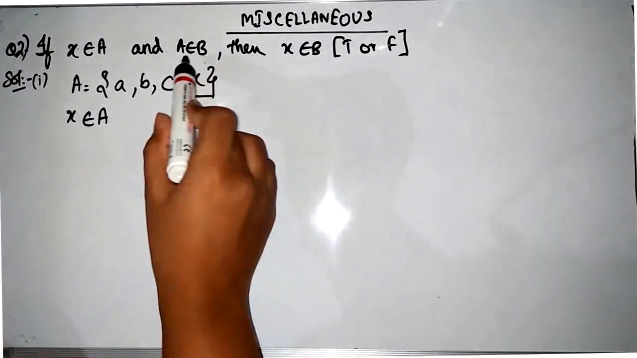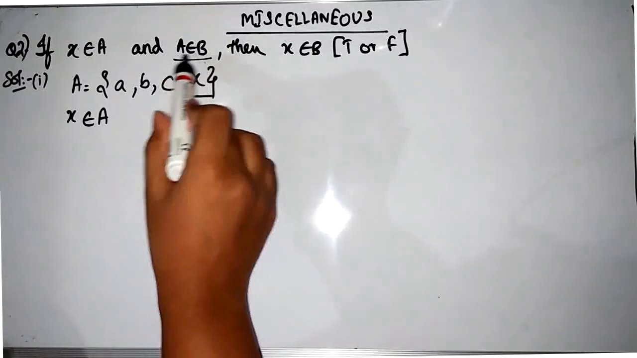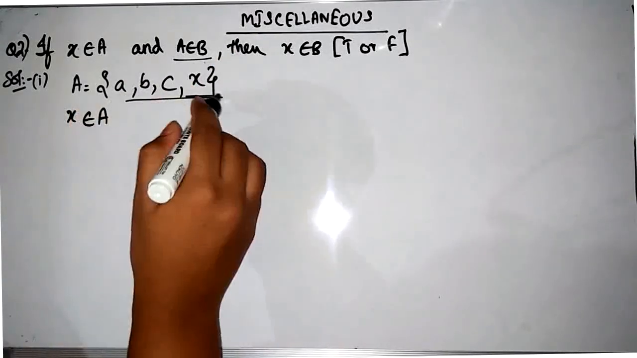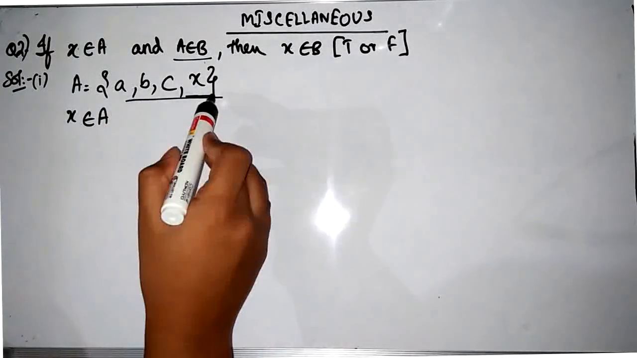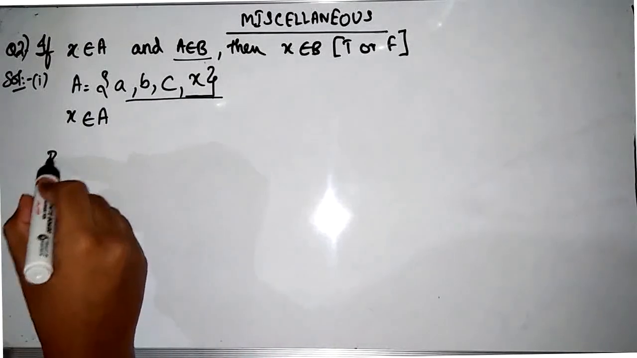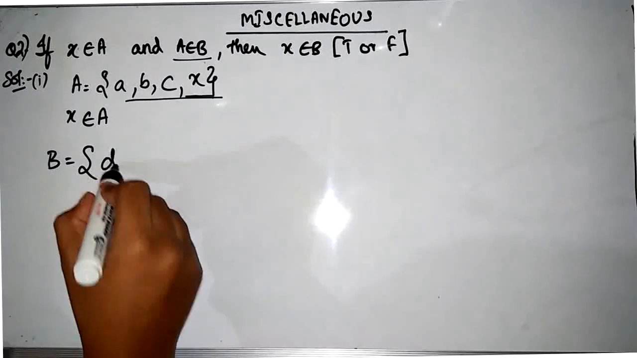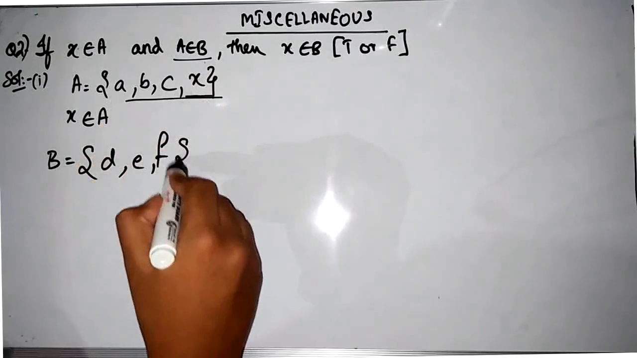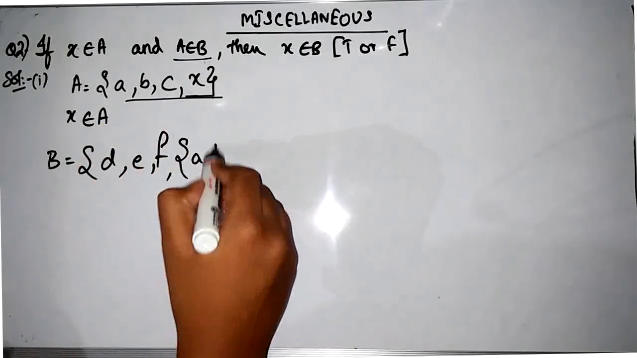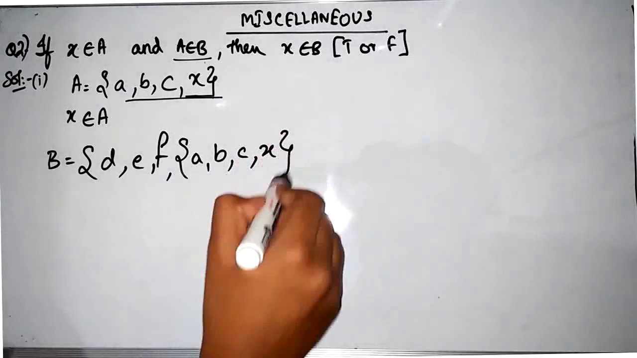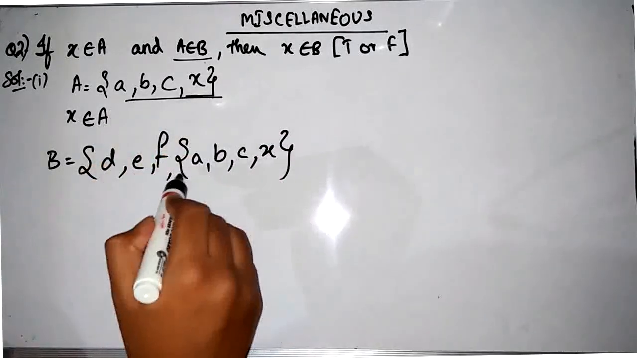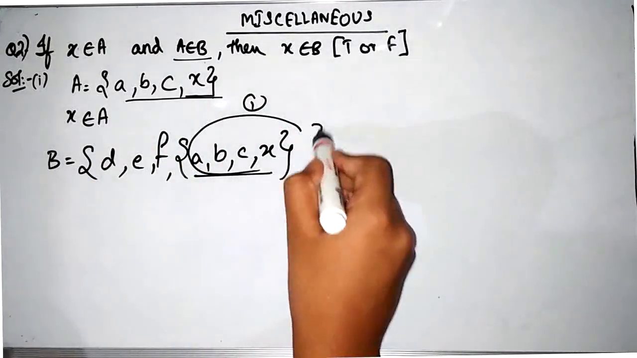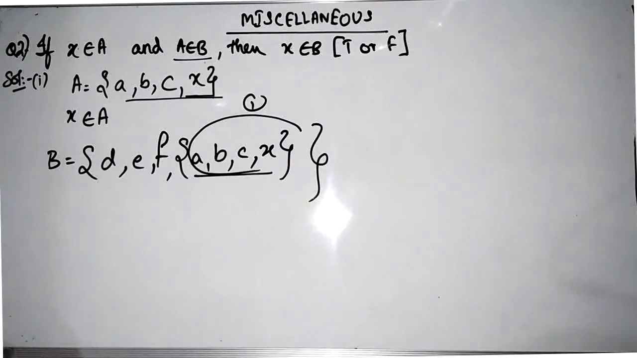Then next we have to satisfy whether this statement, that A belongs to B. Okay, now the whole A, which is this one, it should belong to B. That is, this whole thing should be one element. So we will take set B to be D, E, F, and then this all should be one element. So we will take one more set inside that and we will write A, B, C and X. That is all the elements of A, and this whole will be one element. Okay, and then we'll close it with our outside curly brackets.